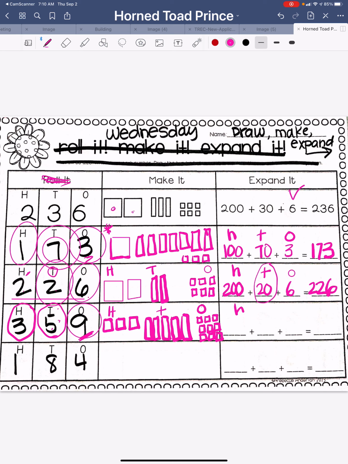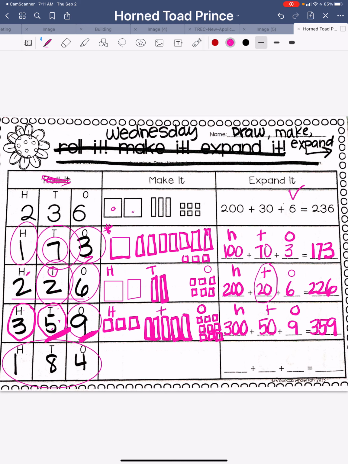And then again over here we've got hundreds, tens, and ones. And then I've got 3 hundreds. So 3 times 100 is 300. And then I've got 5 tens. So 5 times 10 is 50, and then I've got 9 ones. 9 times 1 is 9, so that's 359. And then over here, my number is 184.